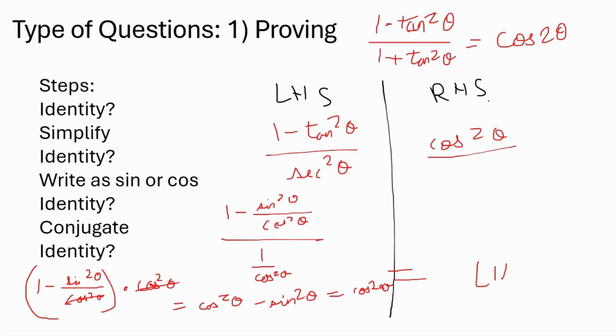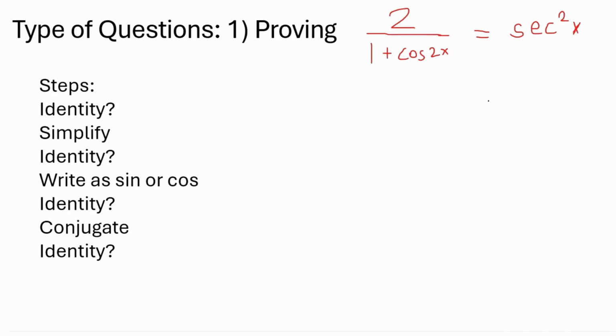So LHS equals RHS. Now, when you paused it and did it, maybe you did it a different way. Maybe you did it the way we did it in our notes. You can look at our notes and find this question there too. But whichever way you did it, as long as you get this LHS equal RHS, that's honestly all that matters. Okay, next question.